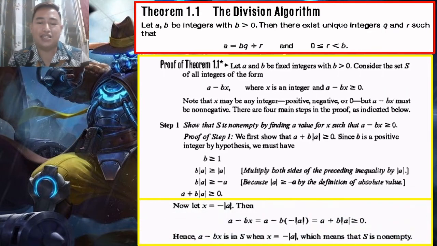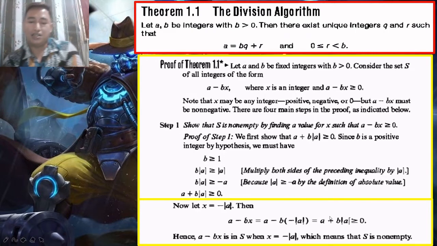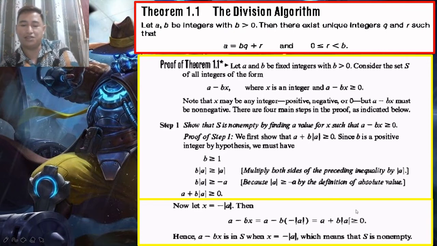Okay. Now, let x be equal to negative absolute value of a. Okay, so kung i-equal siya sa negative absolute value of a, then a minus bx is equal to a minus b times the negative absolute value of a. Kung imo nang i-multiply ang negative b times ang negative absolute value of a, mag-plus na siya, di ba? So a plus, positive na si b, times the absolute value of a. Nya kani siya kay greater than or equal to 0.